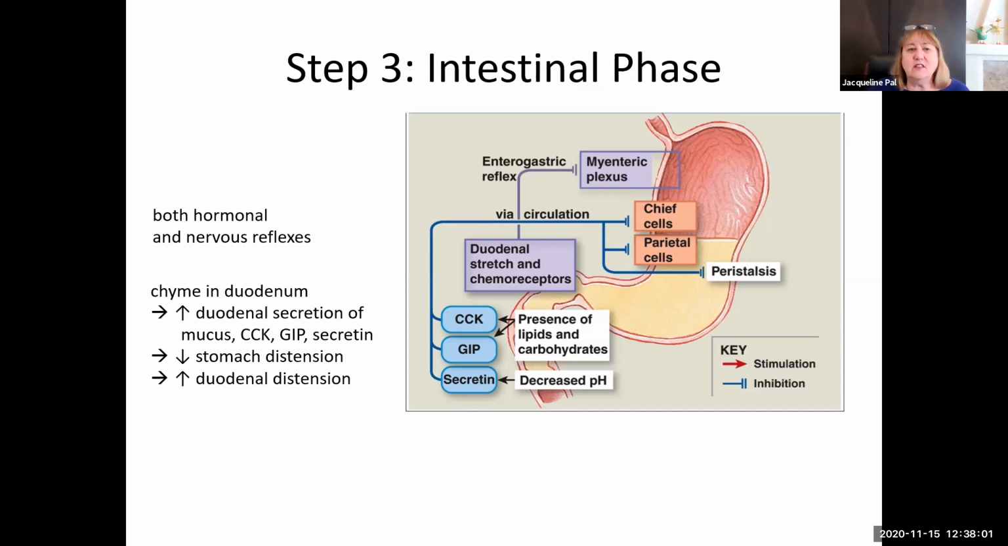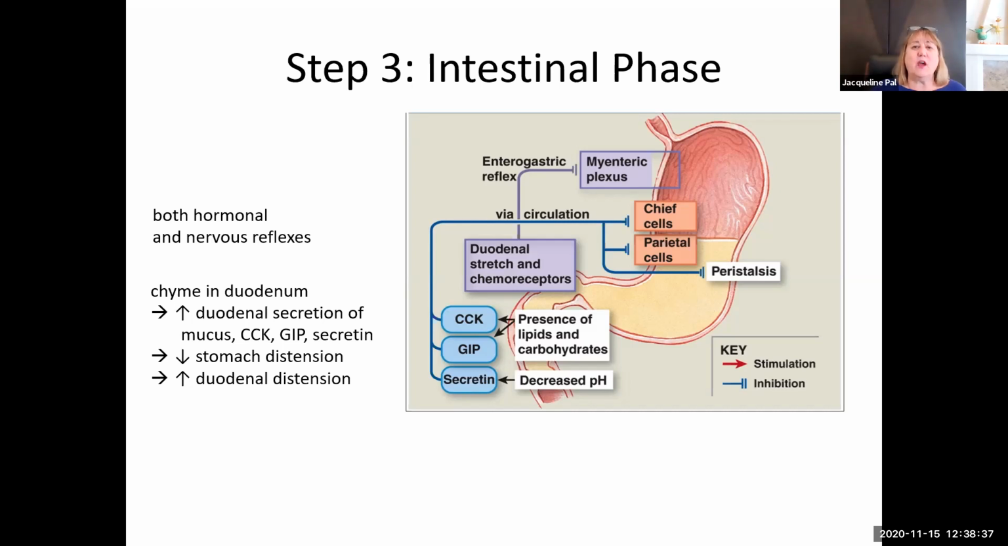So once chyme is in the duodenum, that triggers the duodenum to release hormones such as cholecystokinin, gastrointestinal inhibitory peptide, and secretin, as well as mucus secretion to try to protect those small intestinal cells from the effects of the acid chyme. Also realize that as contents leave the stomach and go into the duodenum, the amount of distension in the stomach will decrease, but the amount of distension in the small intestine will increase.